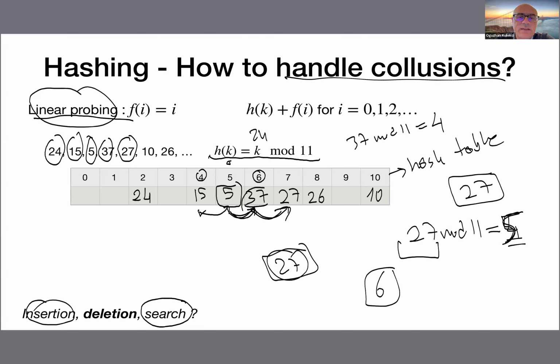At position 6, I see that it is 37. It's not equal to 6. Should I stop? No, because the next cell is occupied. I go to the next cell, it is 27, it's not 6. I check the next cell, it is 26, it's not equal to 6. And then when I hit the next cell, I see that it is vacant. Since it is vacant, now I can say that 6 is not in this list, because if it was, it should be on the chain here, according to linear probing.